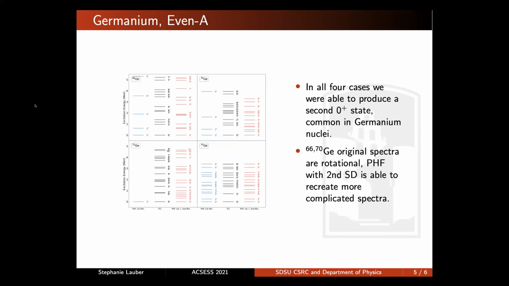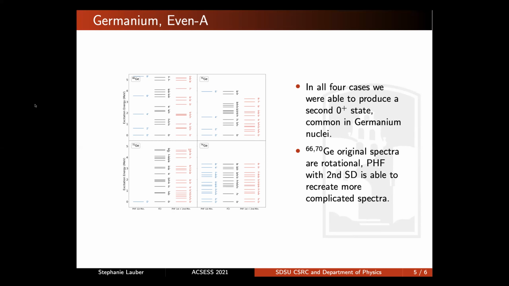Our first difficult case is going to be the even A germaniums, or even-even. These have even number of protons and even number of neutrons. We can see in the blue is just using the first Hartree-Fock minima. In the black is our full configuration interaction results. And in the red is the addition of a second stable minima. In all four cases, we were able to produce a second 0+ state, which again is indicative of shape coexistence and a very good result for a very fast and simple approximation.